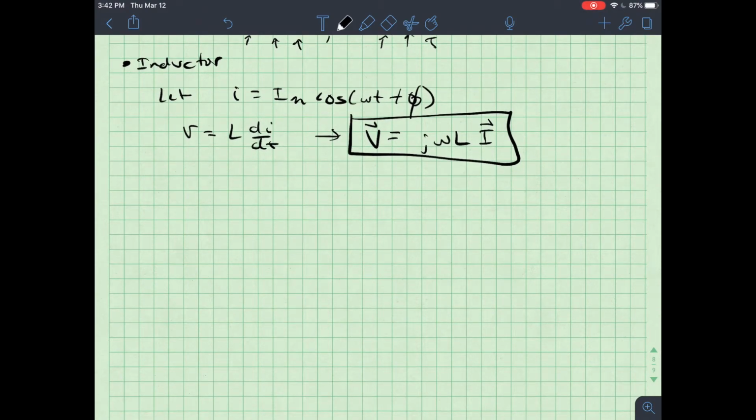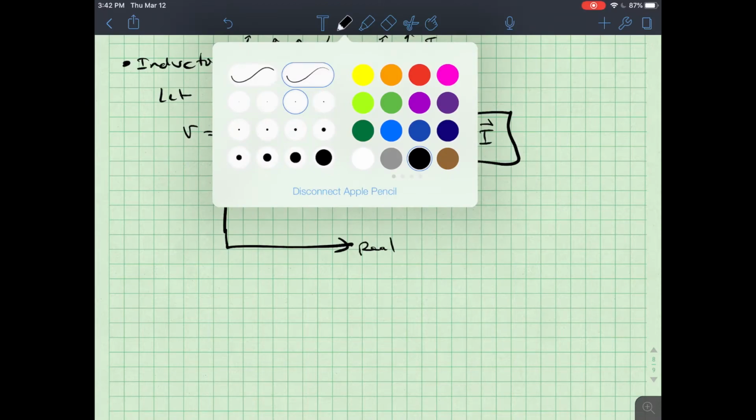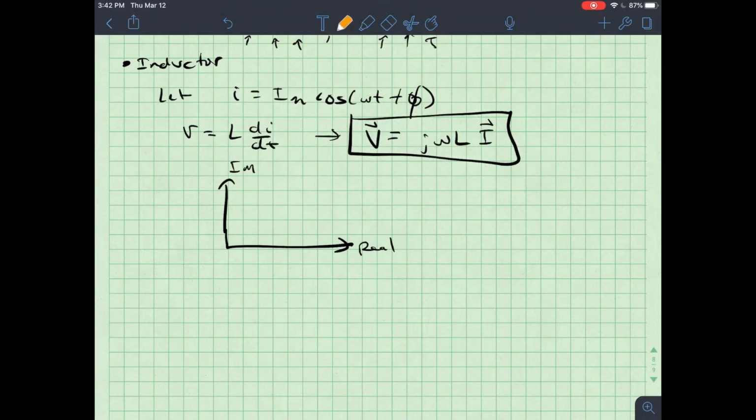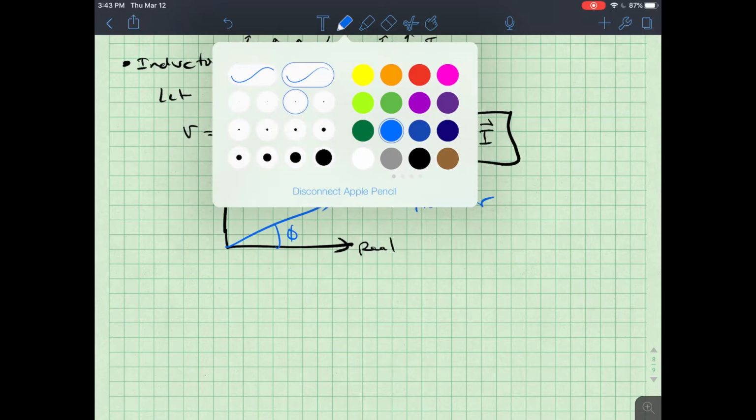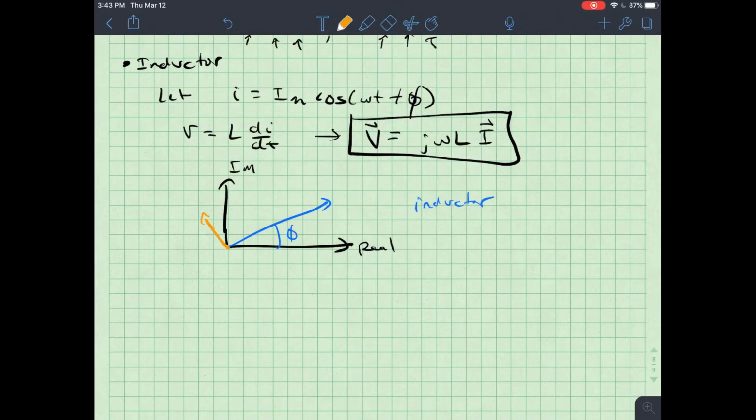So I can draw my phasor diagram for this in the same way I've done earlier. Again, real axis on the X, imaginary axis on the Y. I'm actually going to do my current first, and I've got an angle phi for my current. I'm just going to make a note, this is for an inductor. And then I've got a 90-degree separation to V.